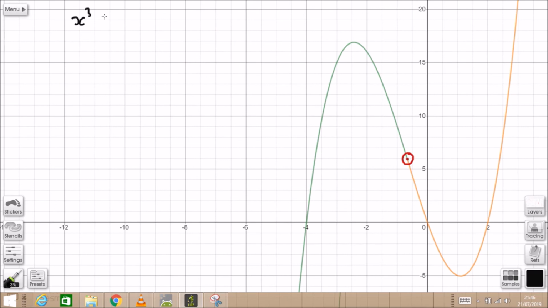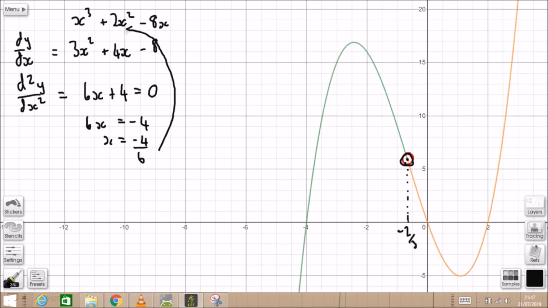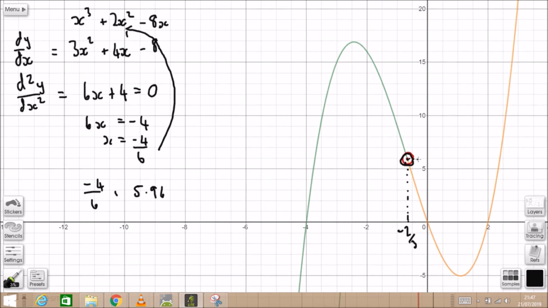So we can find a point of inflection by taking the original function. We'll differentiate it once. We'll differentiate it twice. And we'll find when this is equal to 0. That's when we have a point of inflection. We can solve this for x. And we know our point of inflection is when x is equal to negative 2/3. So we'll plug this into the original function, and that will give us the y value. So these are the coordinates of our point of inflection.